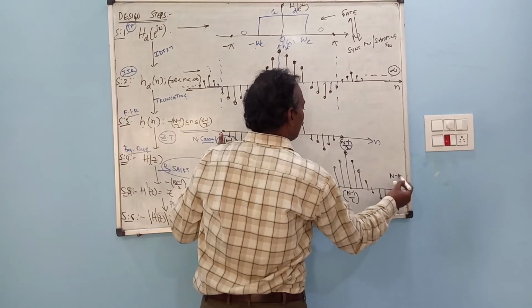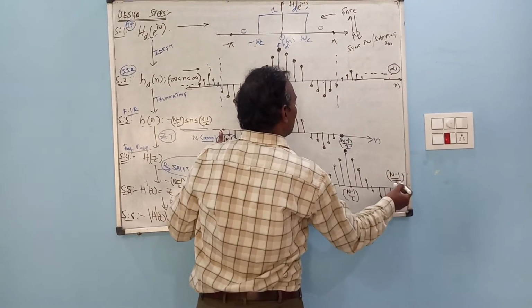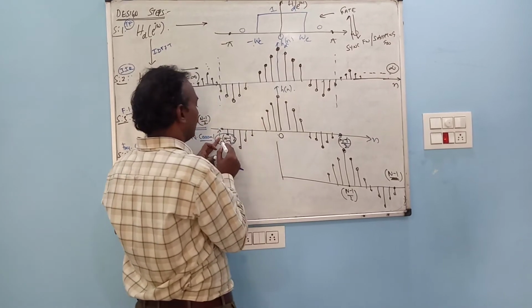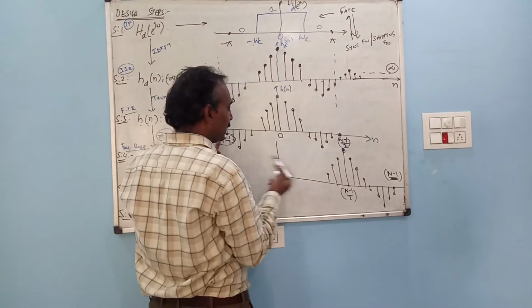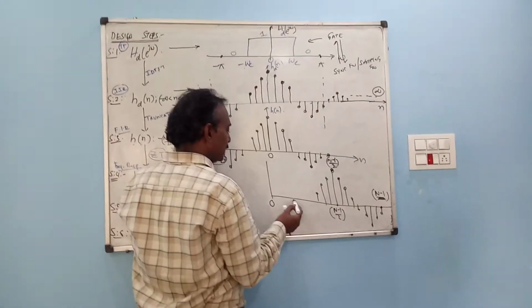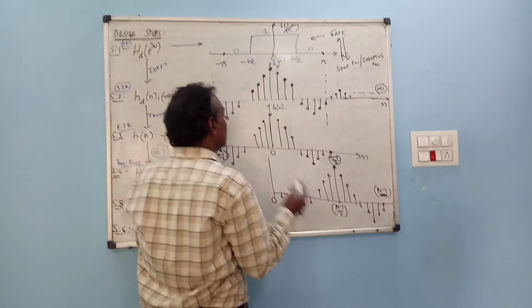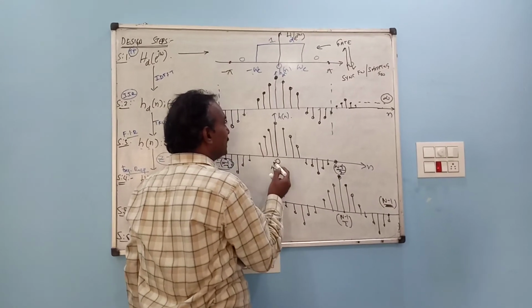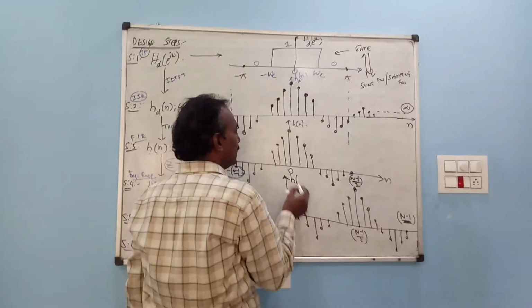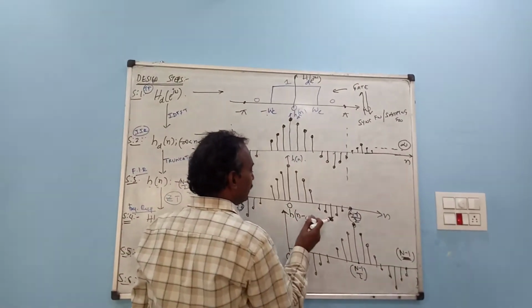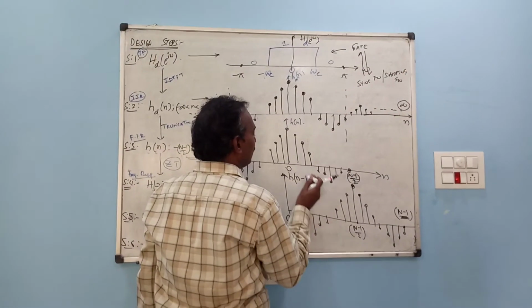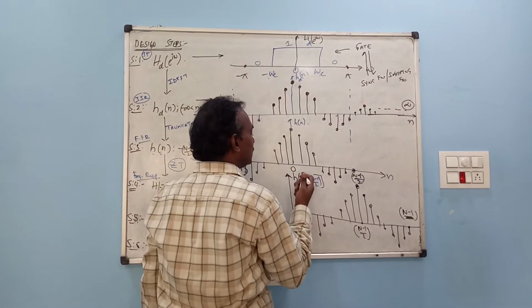Now these limits are 0 to n minus 1 only. Earlier it was minus (n minus 1)/2 to plus (n minus 1)/2; when I shift, this becomes 0 now. So this is the signal which is shifted to the right side, that is small h of n minus (n minus 1)/2. So shifting is nothing but capital N minus 1 by 2 units. So I am shifting this signal.